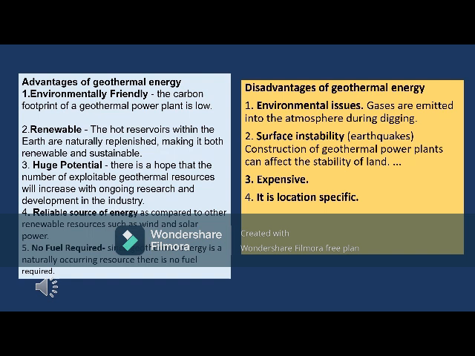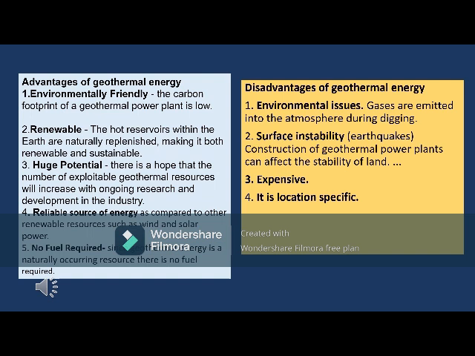Okay? So, when we talk about disadvantages of geothermal energy, number one, environmental issues. The gas is said to be sulfur dioxide. It's sulfur dioxide, and that's emitted into the atmosphere during the pumping process or digging process.